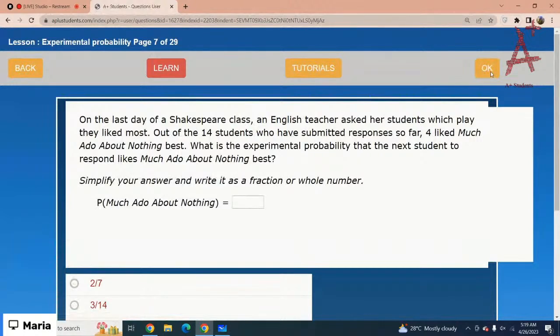On the last day of a Shakespeare class, an English teacher asked her students which play they liked most. Out of the 14 students who have submitted responses so far, 4 liked Much Ado About Nothing best. What is the experimental probability that the next student to respond likes Much Ado About Nothing best? Which is the correct option? It would be 4 over 14, and when you simplify it, it would be 2 over 7. So the correct option is 2 over 7.